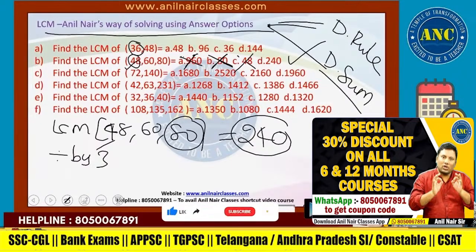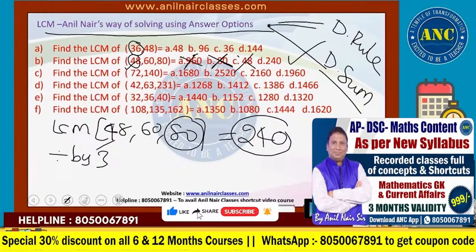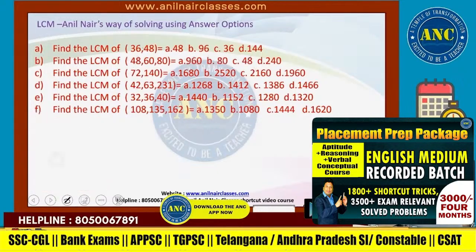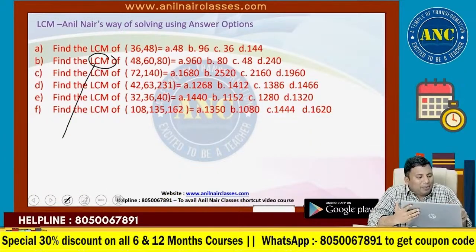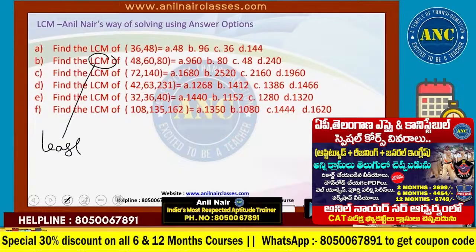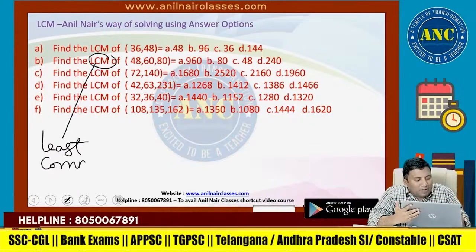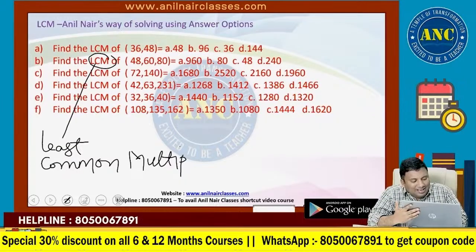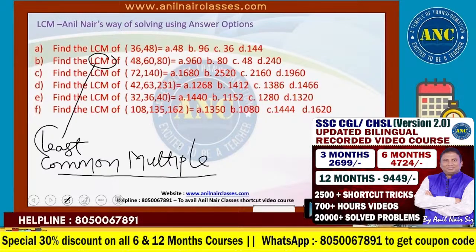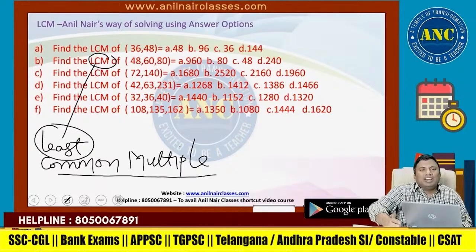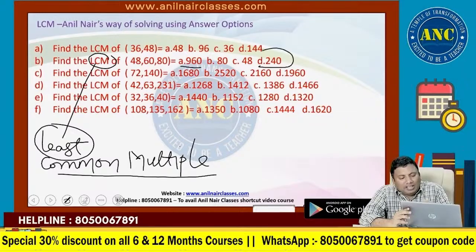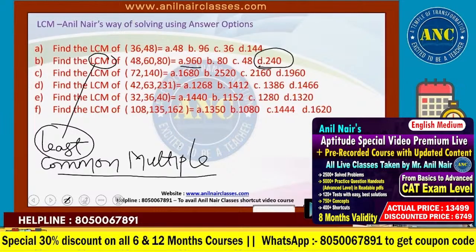Is it clear? Now, Surya Pratap Tangappa says, what is the definition of LCM, sir? You are forgetting the basic rule. What is LCM? Least common multiple. Again you are going back to the basics. What do you mean by least? Least is the smallest number. 960, 240. Which is smallest? 240.